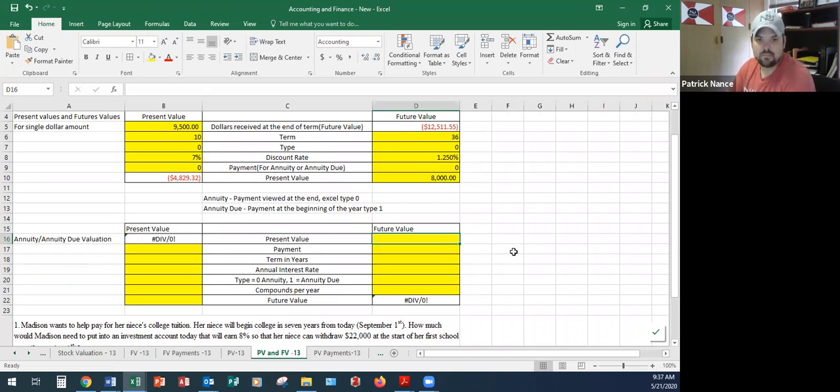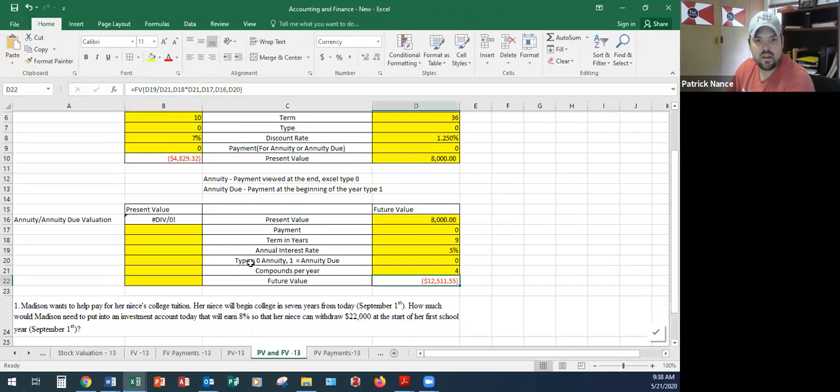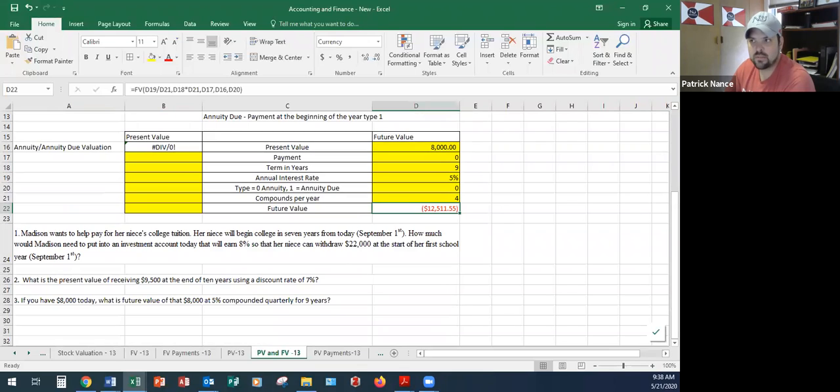So $8,000, zero payment, term in years was 9, annual interest rate's 5%, annuity versus annuity due, and the compounds per year is 4. Notice it came out to exactly the same, but I didn't have to divide by 4 or multiply by 4 because effectively what I've done is I've written that into the function itself, so you don't have to do that. You can use either one. This one you have to manually convert interest and term, whereas this one I've done it so that if you put the compounds per year, it automatically adjusts for that. And we will stop this video there.